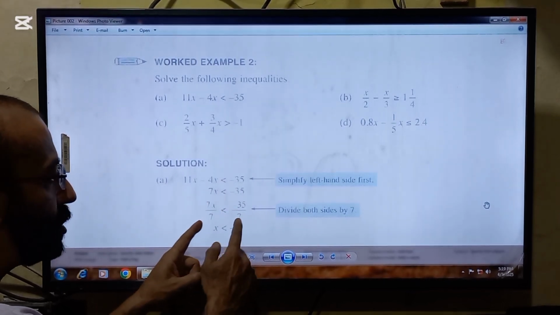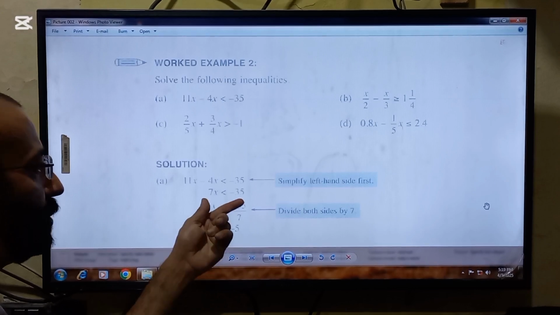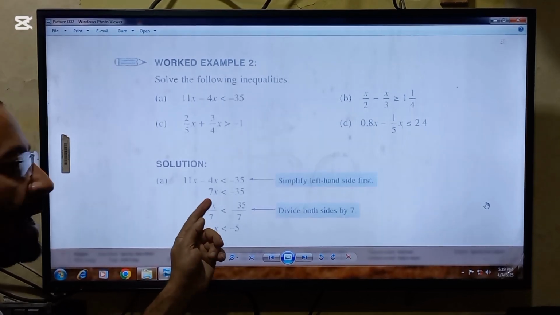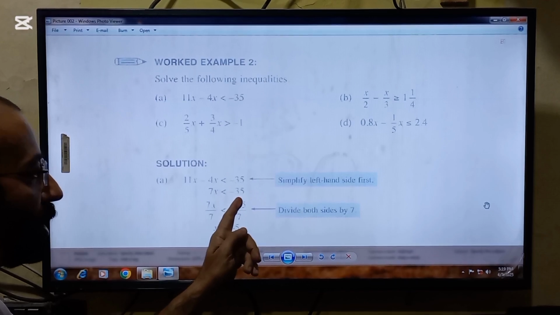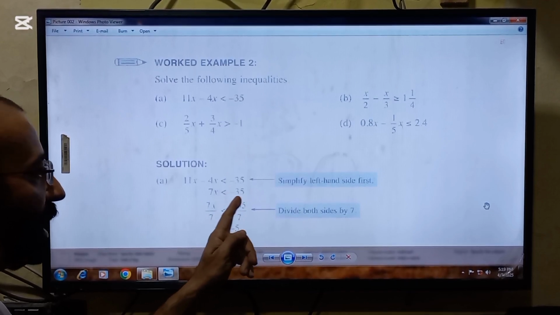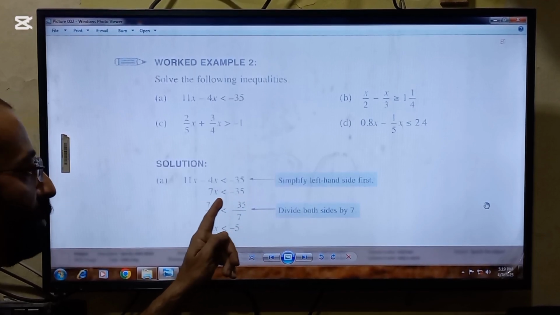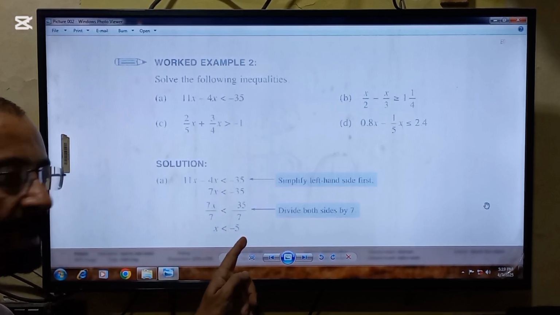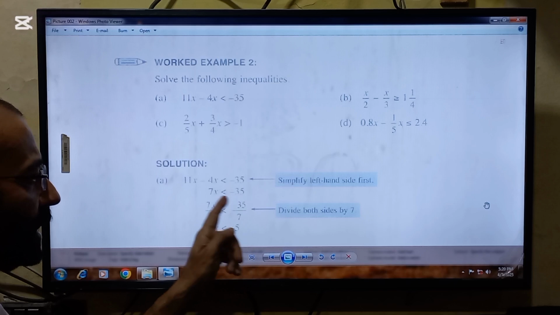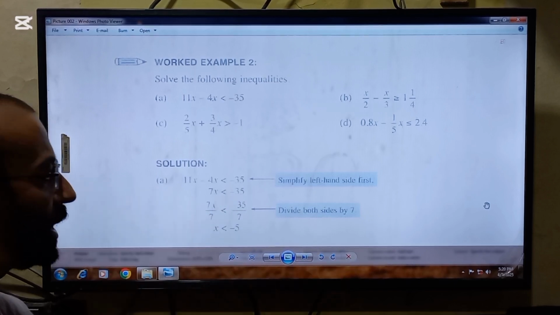Now there is no need to do this step, because here you can see 7 is multiplying with x. When it will go to the right side, it will come to the denominator of the minus 35. So minus 35 over 7 will be minus 5. So x is lesser than minus 5 is the answer. So do not do this kind of step, do the direct step.